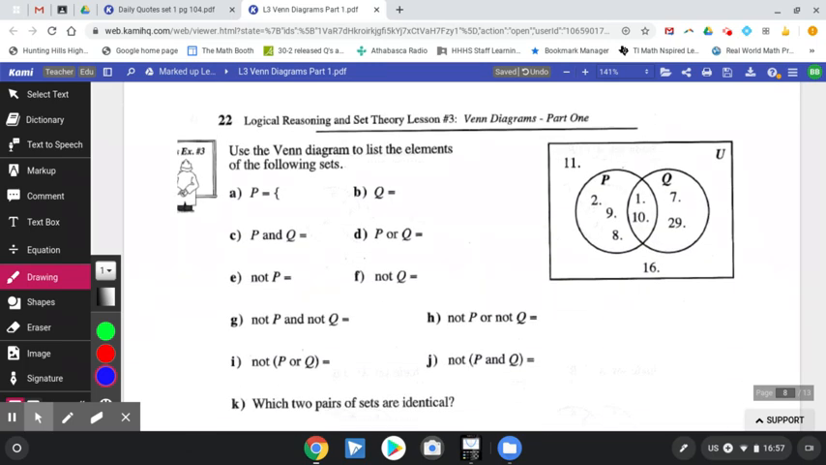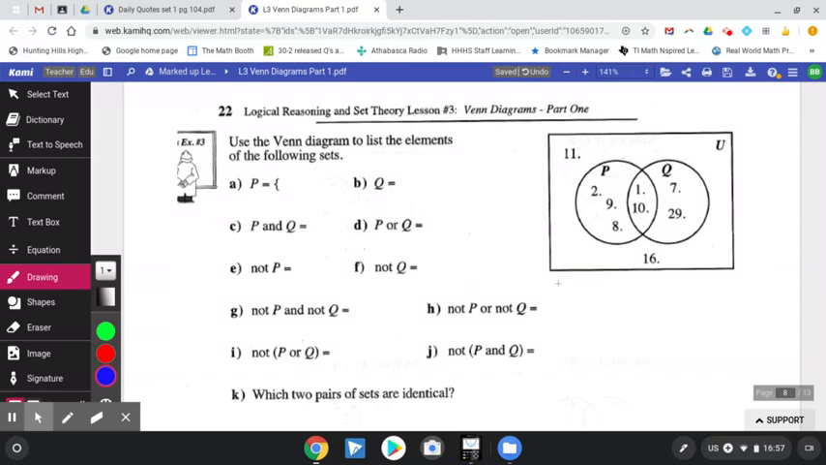All right, so on page 22, an excellent question to make sure that we've really got it. This is that idea of where would you shade to find this region? And that's where you will find your answer. It says, use the Venn diagram to list the elements of the following sets. So we're actually going to list the individual elements. For set P, and again, this is a great one if you're working with a pencil. This is a great one if you want to pause and see how many of these you can get on your own without having to guess.